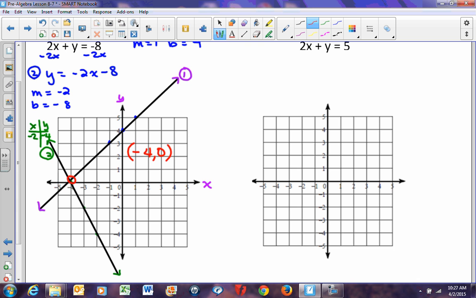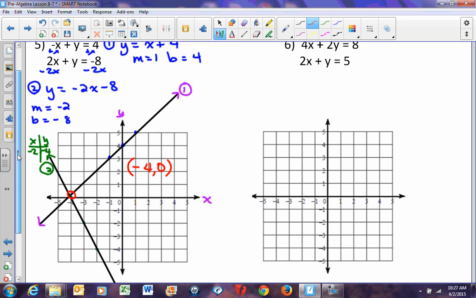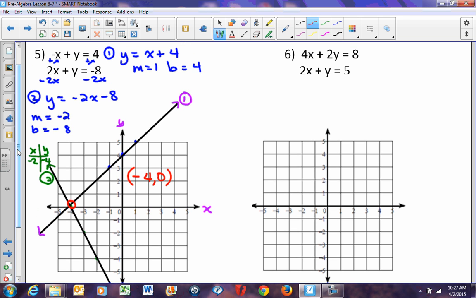And I can always check that by putting it back into the original equation and seeing if it makes a true statement. If I put in -4, 0 in equation 1, I have y equals -4 plus 4. So 0 equals 0. Yep, that works. It works in equation 1. In equation 2, it says y, which is 0, equals -2 times -4, which is +8, minus 8 is 0. Yes, it does work in both of them, so that is the solution to the equation.